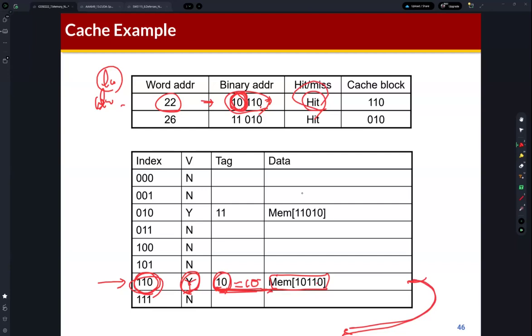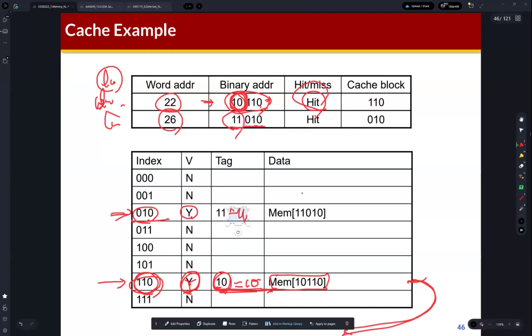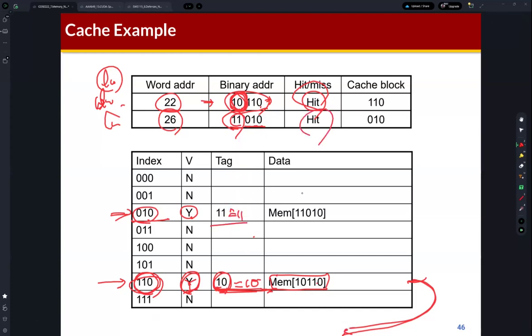And then another load has the address 26, and the index is 010. So we can check this cache block. The index is 010. It's valid, and the tag is matched, it is 11. So the tag is matched, so this is a hit. It's a cache hit. Then we can read the data from the cache. So this is the cache hit case.